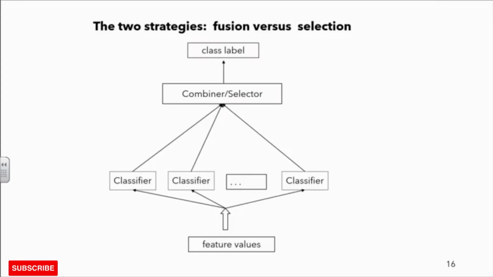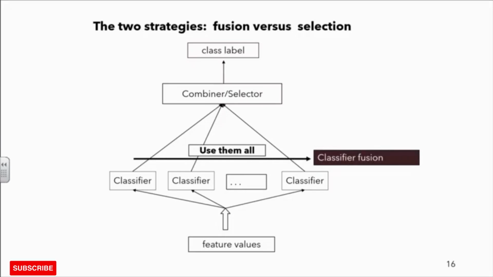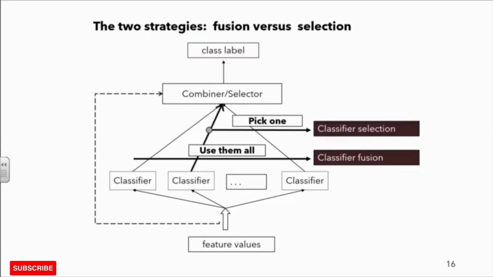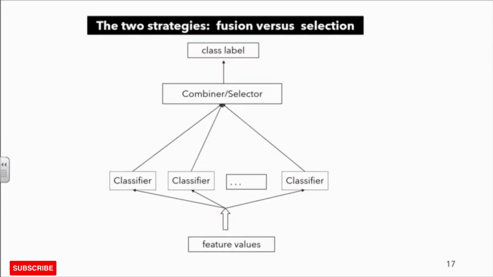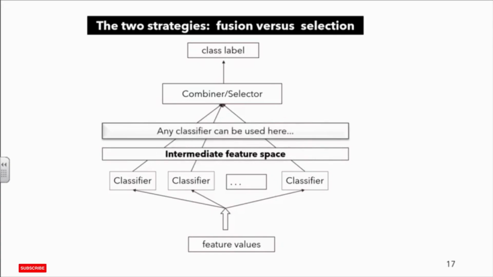So another way of doing it is maybe to select only one answer. There are various strategies to do that, and we are going to see a few. We could fuse the results, so that's classifier fusion, we use them all. Or we only pick one. So this is classifier selection. So there are 2 strategies, fusion and selection. We could build an intermediate feature space, and then we could use any.